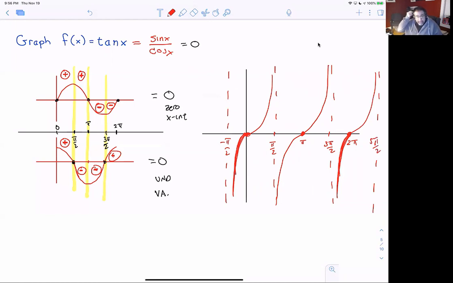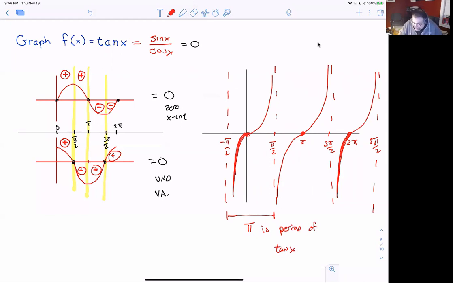Okay, the period of tangent, ironically, is not 2 pi. The period of tangent, it takes half the time to repeat. It goes from, excuse me, negative pi over 2 to pi over 2. That's a period of just pi. Pi is the period of tangent x. Okay, that is how I like to graph the tangent.